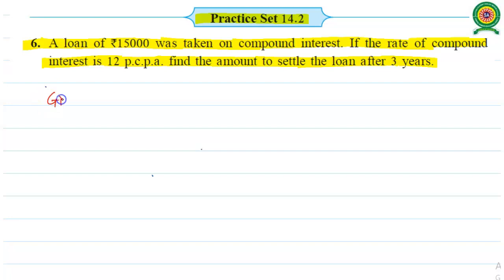So here we have given the principal value, that means the amount borrowed at the start, that is 15,000 rupees. Then we have given the duration as 3 years and the rate of interest R value as 12% per annum. We have to evaluate the amount at the end of the 3 years.